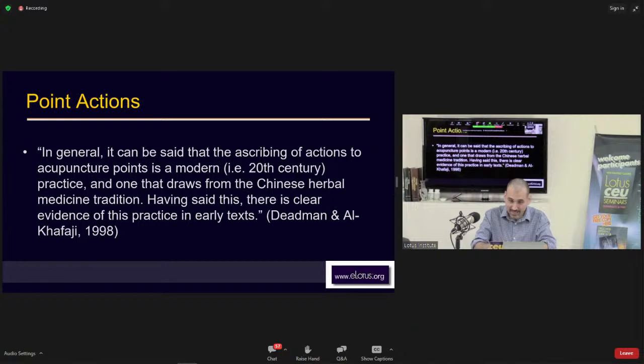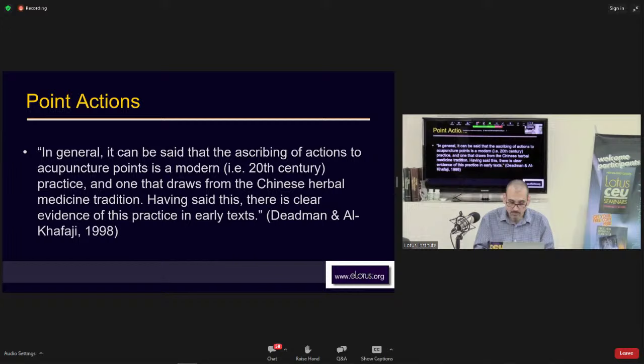Having said this, there is clear evidence of this practice in early texts. So I'm not saying again that these happened willy-nilly out of nowhere, that people just made the stuff up. That's not what I'm saying either. Most of the time, or many times, actions were ascribed specifically to point categories, as we'll go through shortly. So for example, Jing-well points were described as having certain basic actions or functions in the body as a general group. Same way with Ying-spring, Shu-stream, etc., right? Xi-cleft points. All of these points were described as having certain types of functions or actions that were across the board for that same point category.